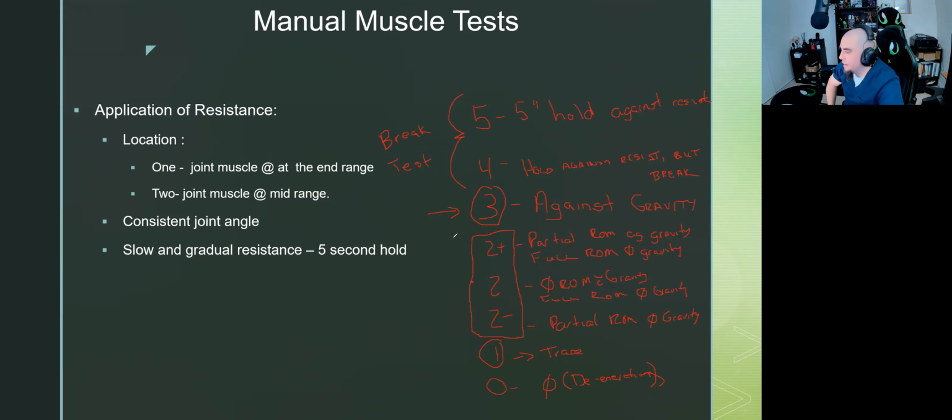So partial against gravity, full gravity eliminated. I'm now a 2+. Good. Right? So partial against gravity, full gravity eliminated, I'm a 2+.